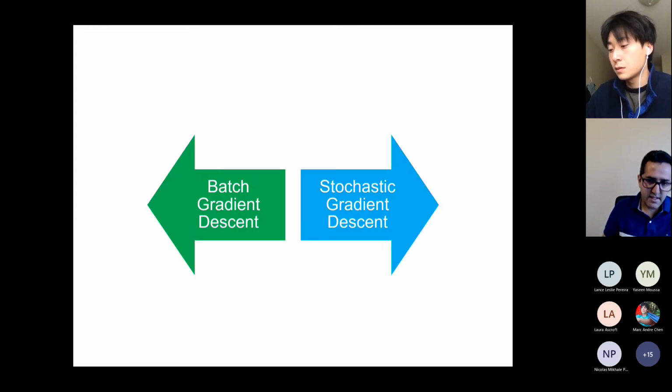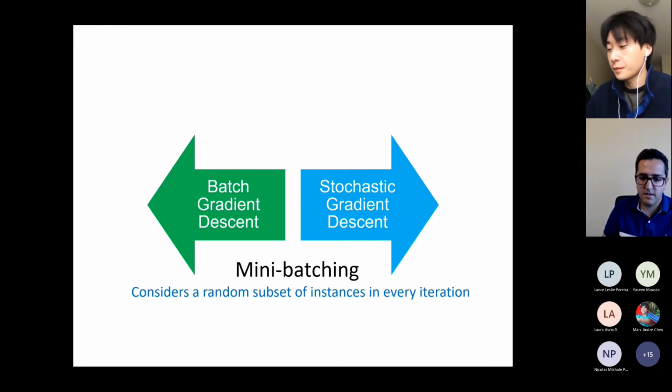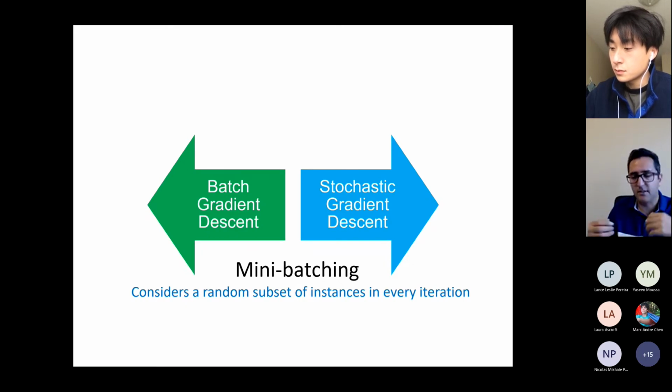So batch gradient descent and stochastic gradient descent are two ends of the spectrum. There is something in between called mini batching as well. Instead of looking at a random instance, it looks at a random subset of instances in every iteration. So it's somewhere in between, okay? In every iteration, we look at 10 points, for example, 10 emails, and then we go to the next iteration, we look at 10 other emails. So that was stochastic gradient descent, okay? Is there any question about it?